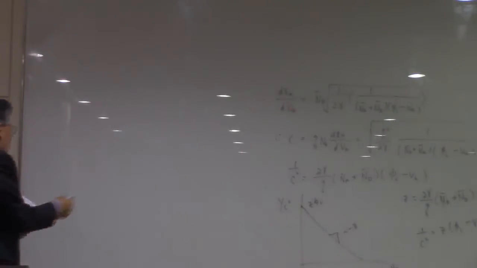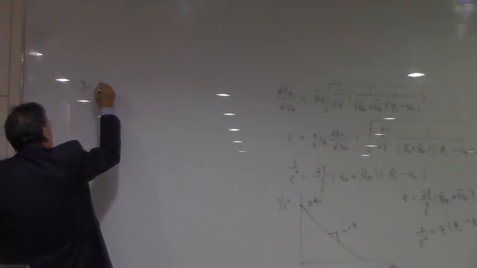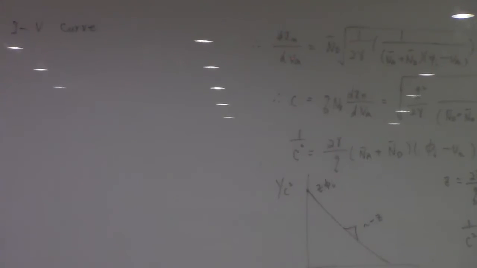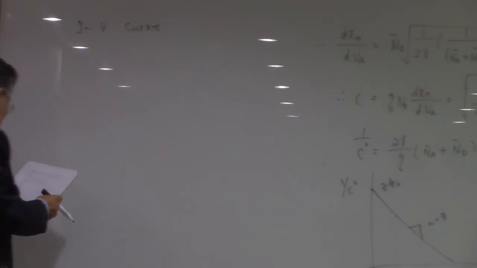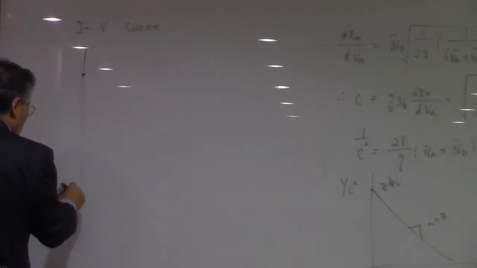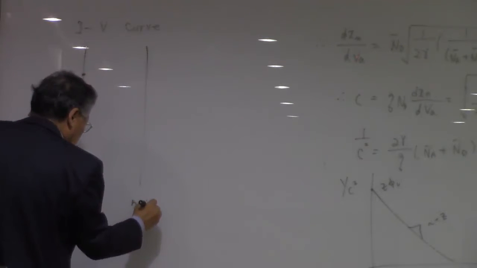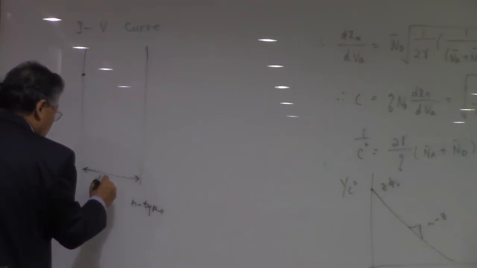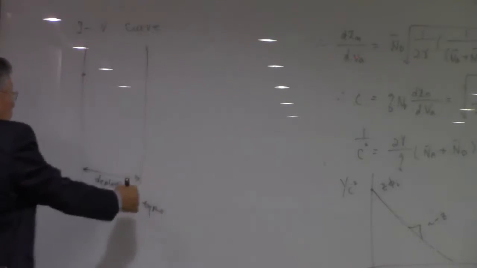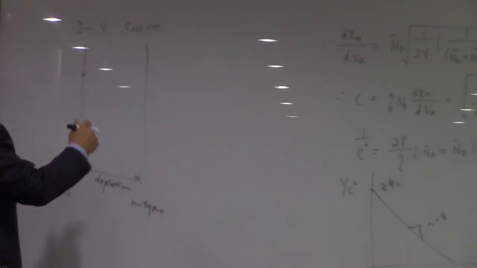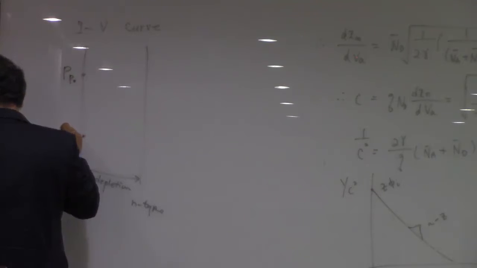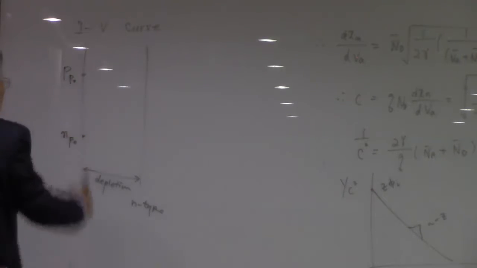Okay, now let's look into the IV curve. Another important characteristic of the junctions, electrical properties of the junctions, is the current-voltage characteristic. Now, let's say in a p-type and n-type, here is a depletion region, and this is a neutral region, the p-type and n-type, and right at the edge, in front of the junctions, let's say we define P_P0 and we define N_P0.